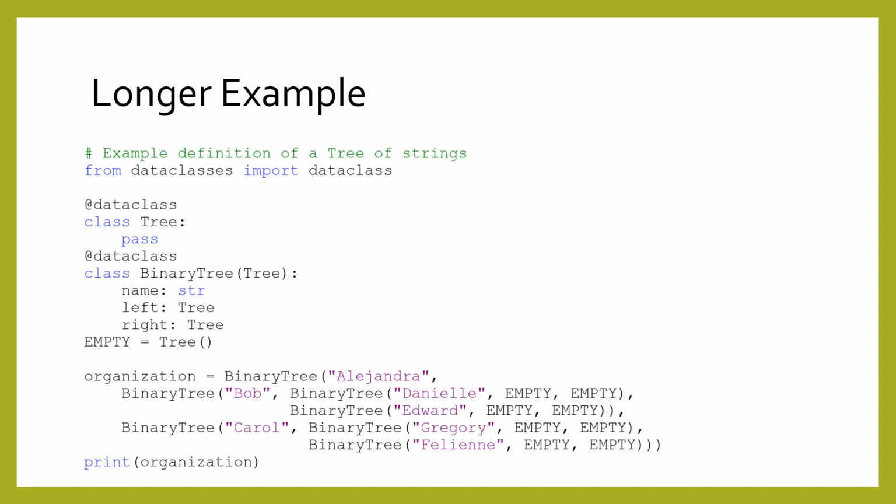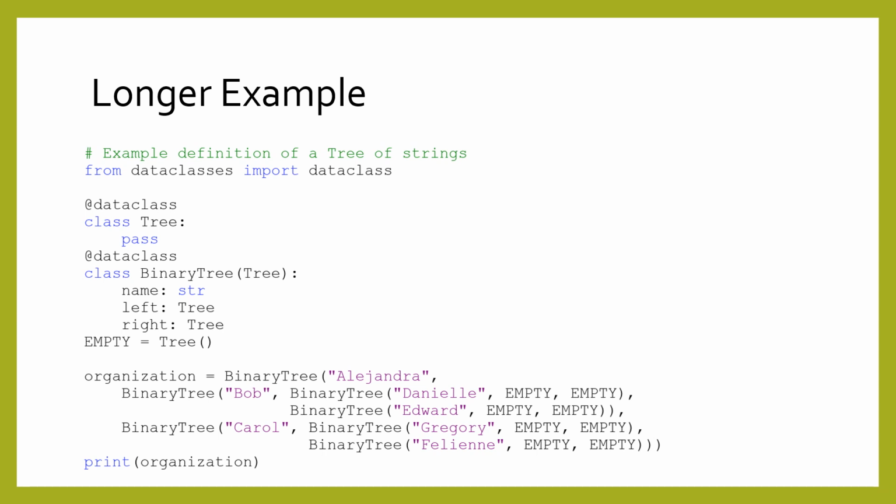Now let's return to the employee and subcontractor example from before. This time we modify our binary tree definition slightly, replacing the value integer field with a name string field. The organization variable holds a binary tree with the name Alejandra, and which has 2 children. The first child has the value Bob and 2 more binary trees in its children, with the values Danielle and Edward. Going back up a level, the second child of Alejandra was Carol, with her 2 children Gregory and Feline. Although the structure may be a little hard to read, this is all one giant binary tree with 7 nodes.